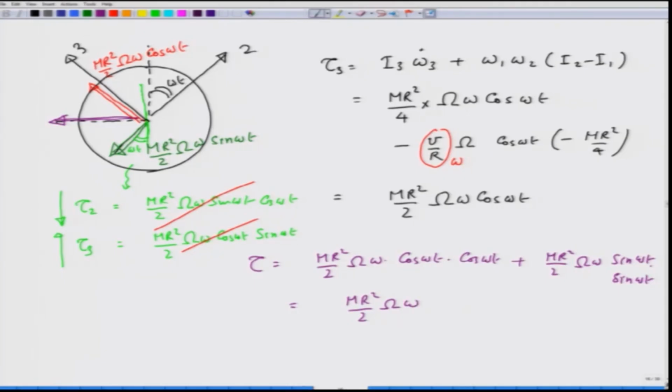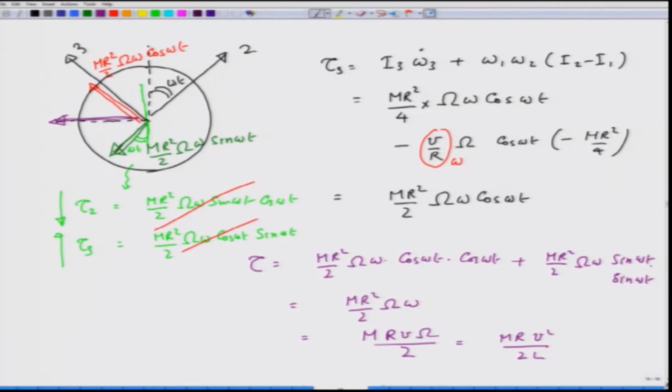cosine square omega t plus sine square omega t, which is 1. Again, if I play around, r omega is v, so I can write this as m r v capital omega over 2. Capital omega is v over l, so I can write this as m r v square over 2 l, which is the same answer as obtained earlier.